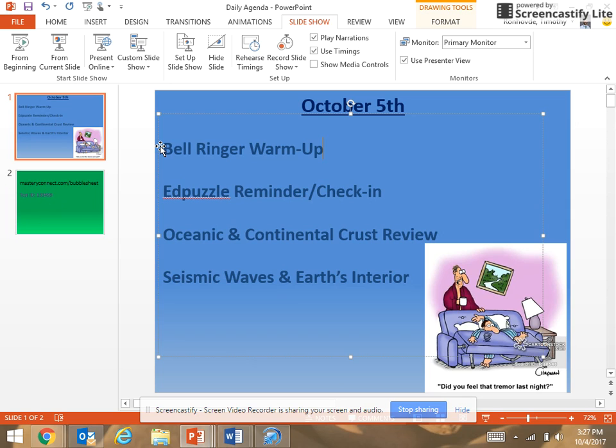And here's what we did. It was a busy day. You did a bell ringer warm up. I reminded you about your Edpuzzles. You should have 2 of those completed by now. I'll give you feedback on the inner core, outer core Edpuzzle so you can check your account and see how you did. We reviewed the oceanic and continental crust and did a seismic waves activity and some notes.